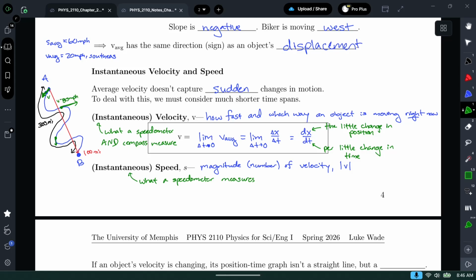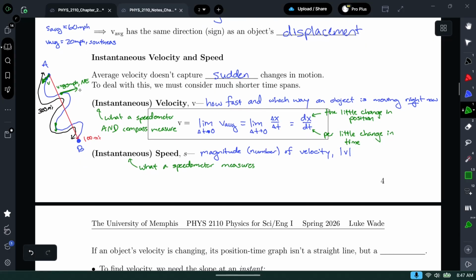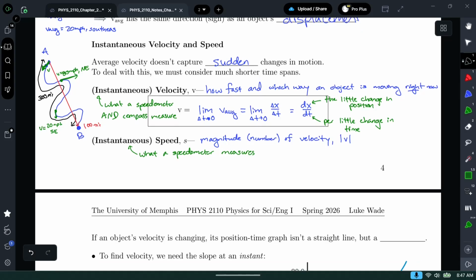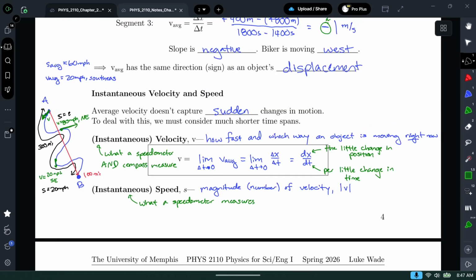And so my instantaneous velocity can be all sorts of different numbers. This might be, I'll just call it northeast. And then this will be maybe 20 miles per hour southeast. And it can be all over the place, as long as it averages out to about 20 miles per hour for the entire trip. Then the instantaneous speed is just the number. So it's pretty easy. It's just 20 right here, or 80 when I was here. Just throw out the direction bit.